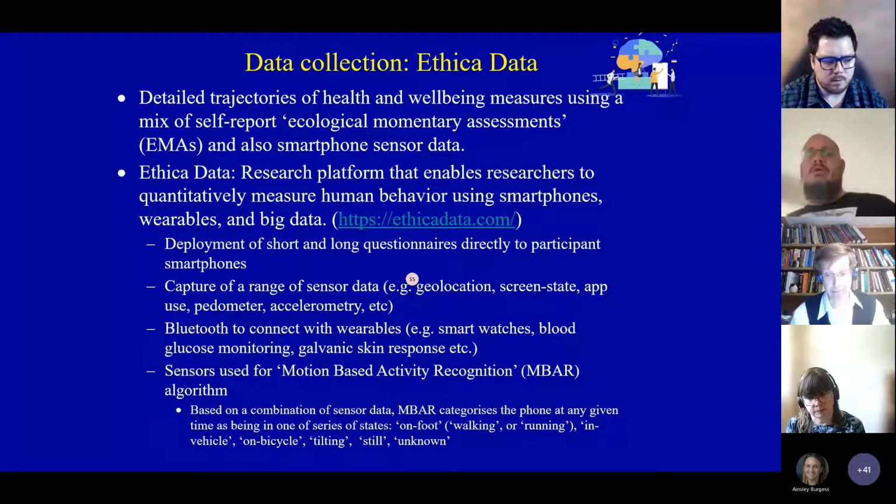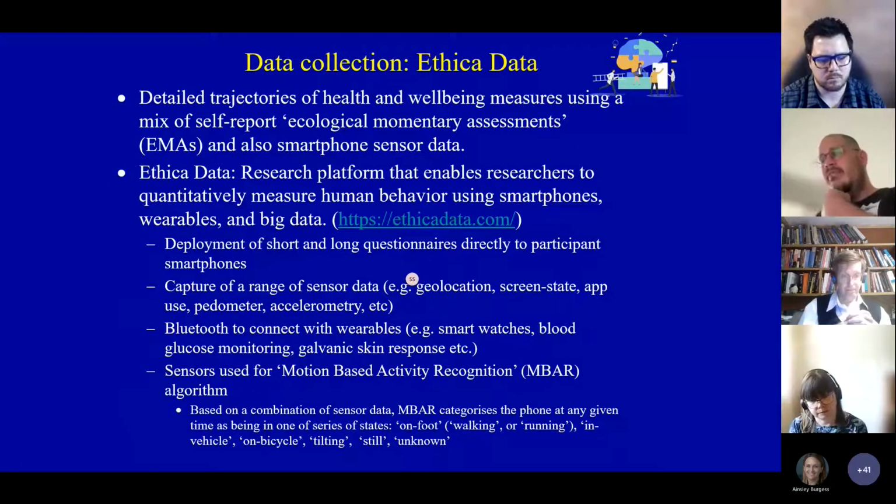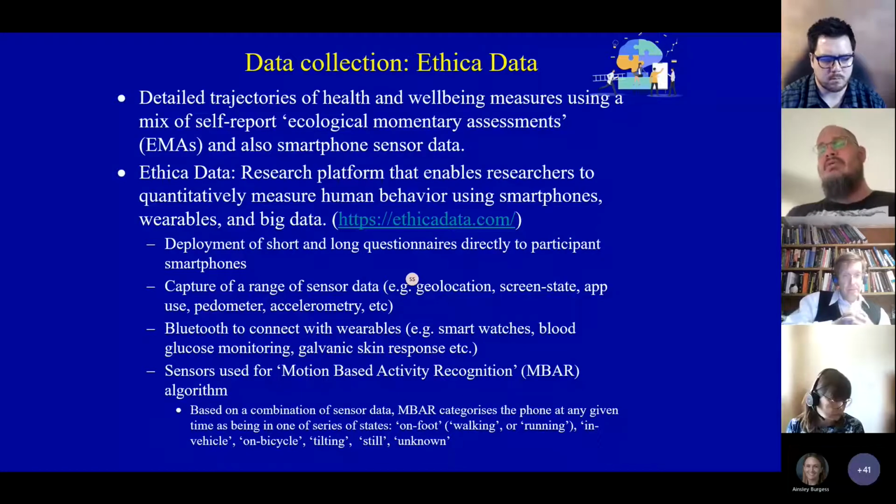And this app also allows us to link the smartphone with wearables like smart watches and glucose monitoring devices, and get data from all of these. And we also have some algorithms to treat this data. This is very interesting because longitudinal studies are quite difficult to follow and to conduct. And this is a way to connect directly with the smartphones, which is a device that is always with us nowadays, 24 hours.